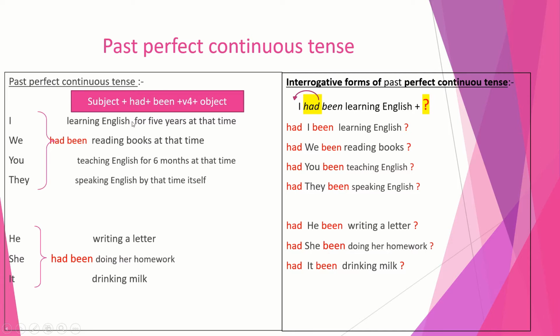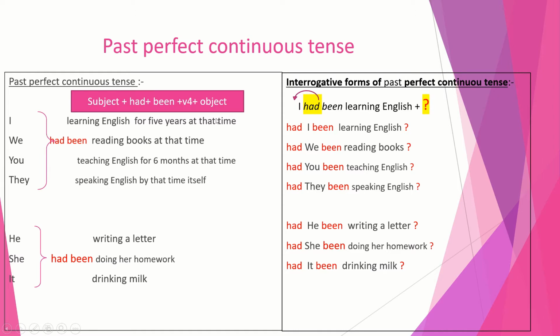Learning and object. Next, English. So the subject is I. For all the subjects we use had been, so I had been. Next we need V4, so learning is V4, and next is the object. The object is English. I had been learning English. This is the formation of a past perfect continuous tense example.